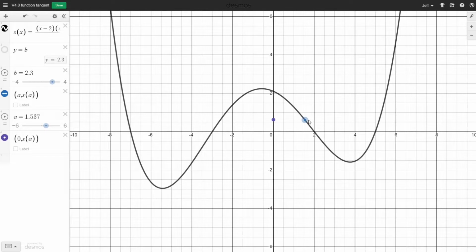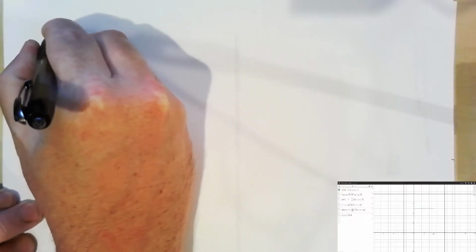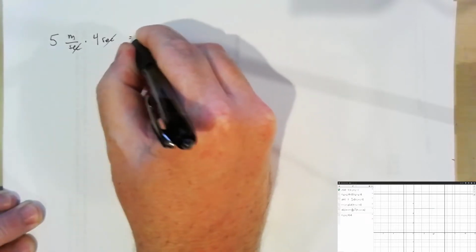Let's turn that around now. What if we know the velocity of a particle? Say that velocity is 5 meters per second, and it has constant velocity from 0 to 4 seconds. What would we do to compute the distance that this particle travels? Well, we would say that the velocity is 5 meters per second times 4 seconds. We cancel those units. We get the distance is 20 meters.